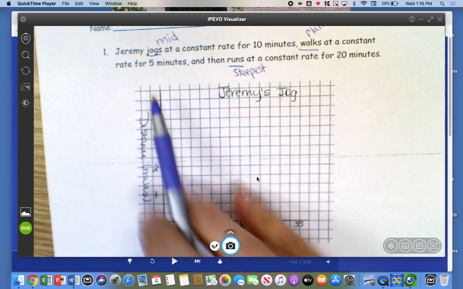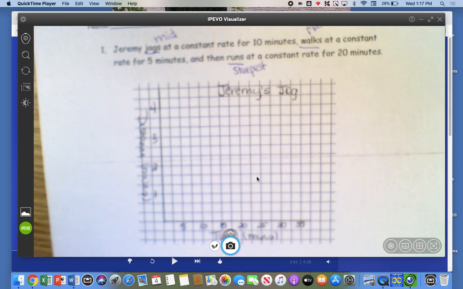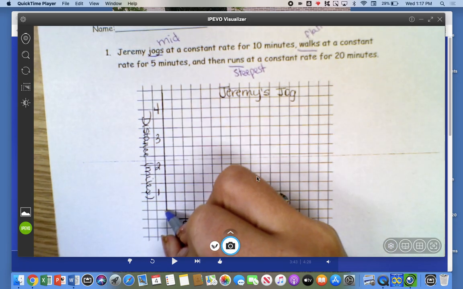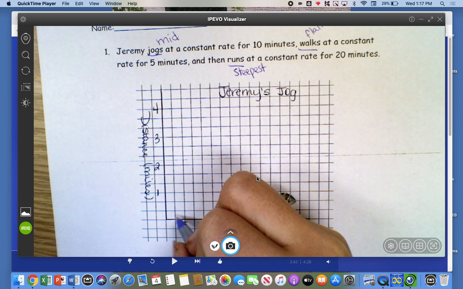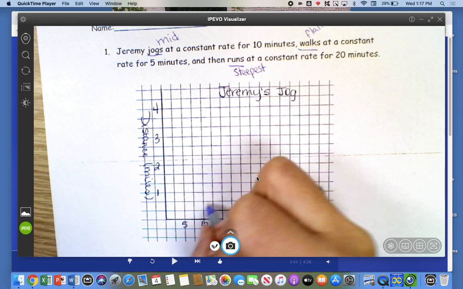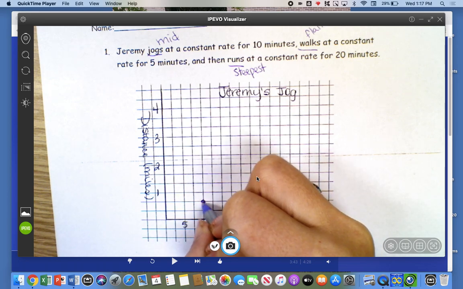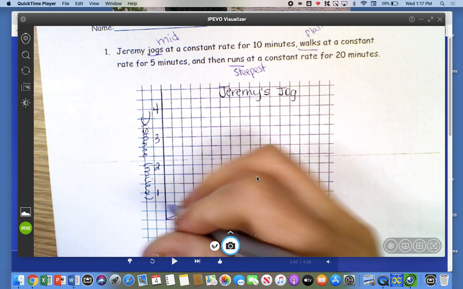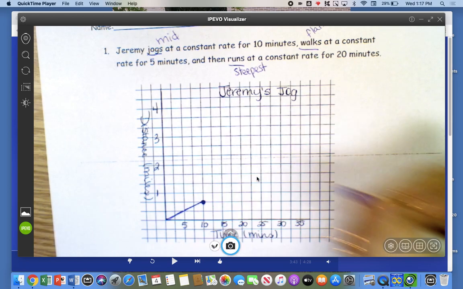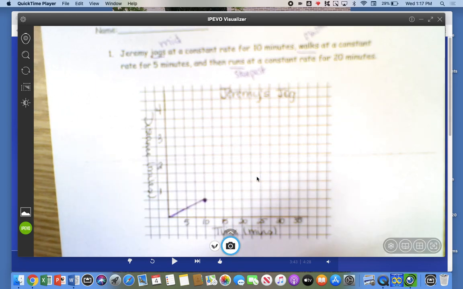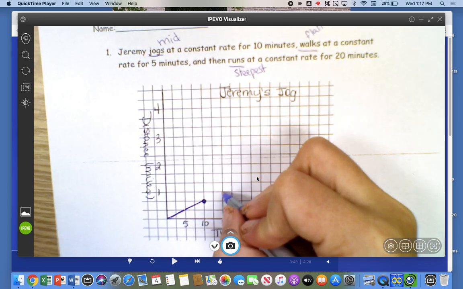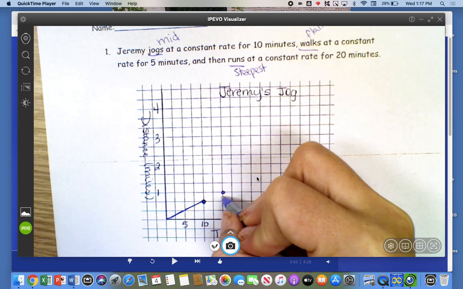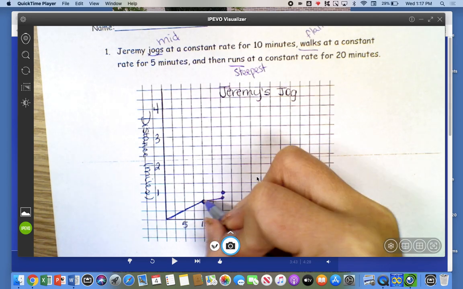So the first thing we're going to do is jog for 10 minutes. If you're jogging, let's say, do we want to go not quite a mile, but maybe 2/3 of a mile, because we got 1/3, 2/3, a whole mile. So the first 10 minutes we would go a little less than a mile, and then we're going to walk for 5. If we're walking, not at the same rate, we got to flatten that up a little bit for 5 minutes.